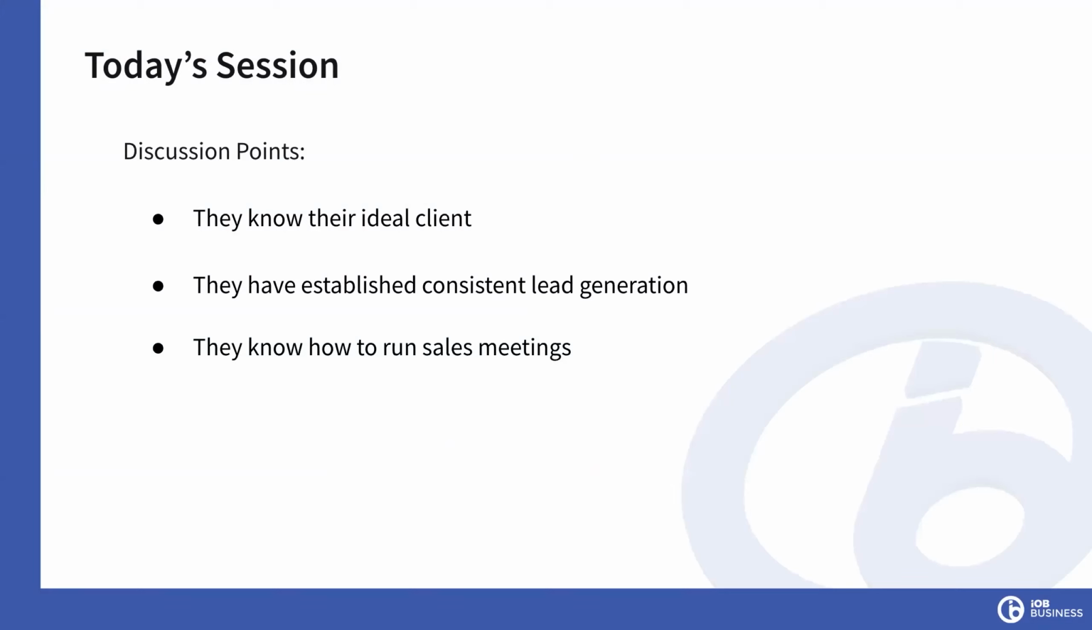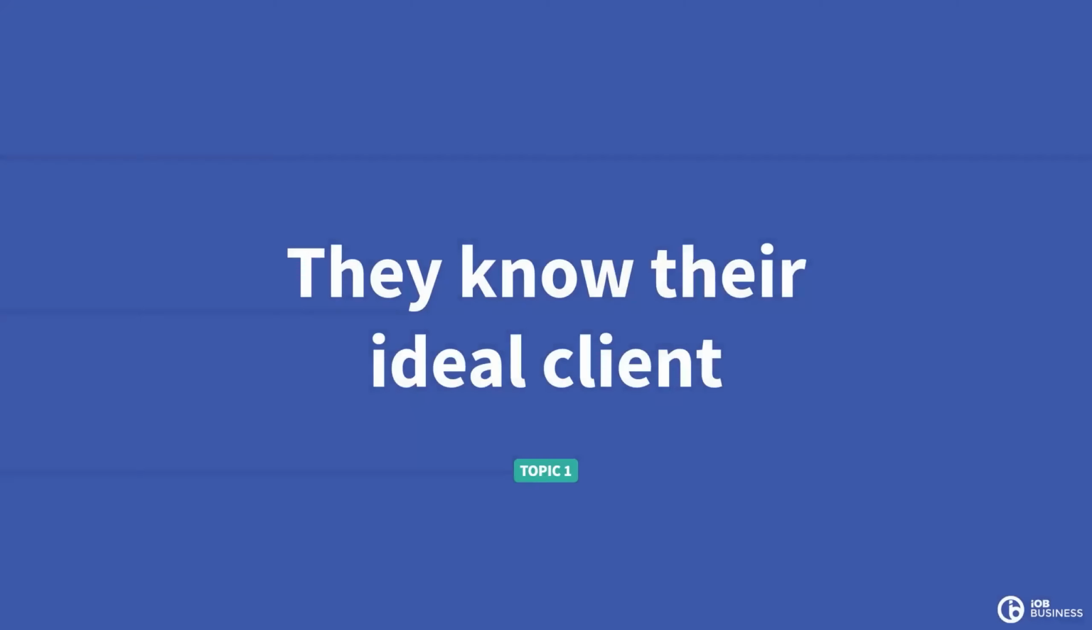Number one, digital agencies who know how to close clients know their ideal client. Number two, they have established consistent lead generation to bring those prospective clients towards their business. And finally, number three, they know how to run sales meetings. These are all crucial components of closing clients as a digital agency. Now, let's begin with topic number one. They know their ideal client.